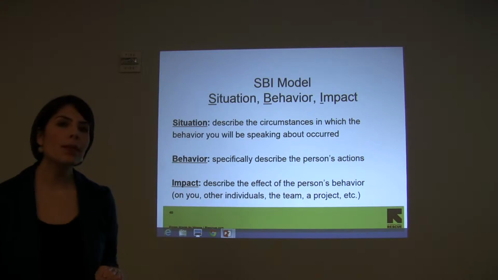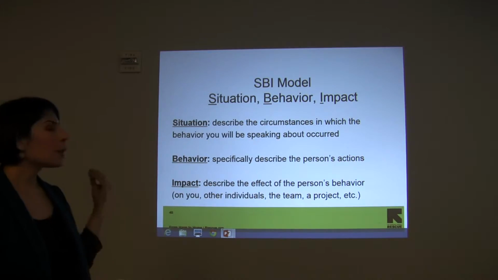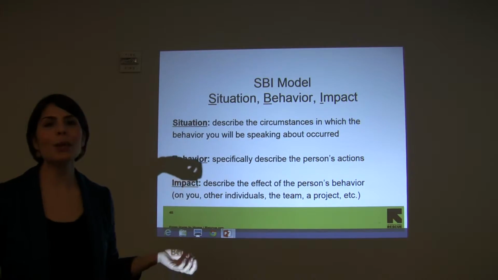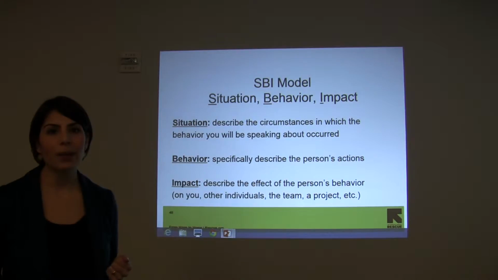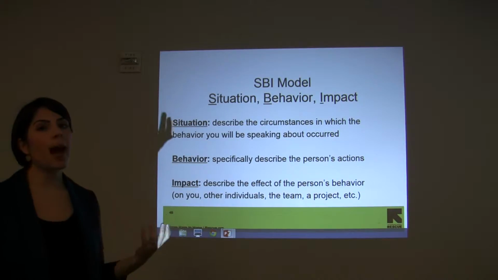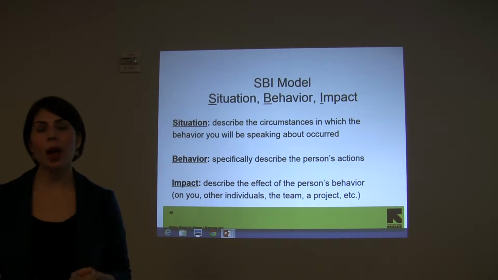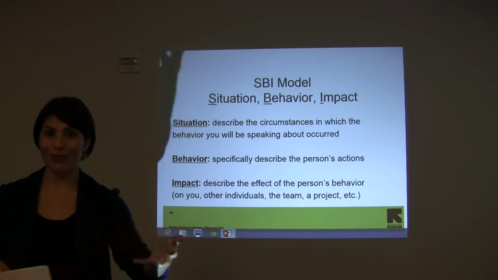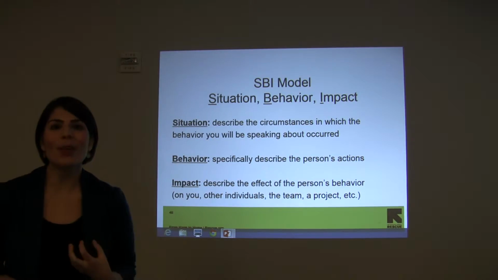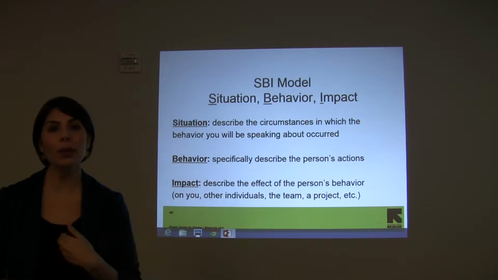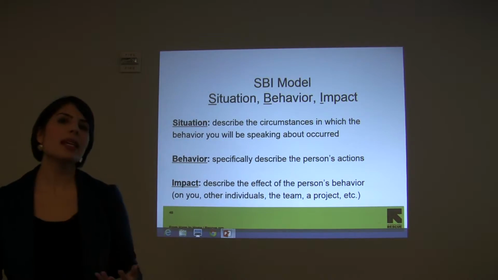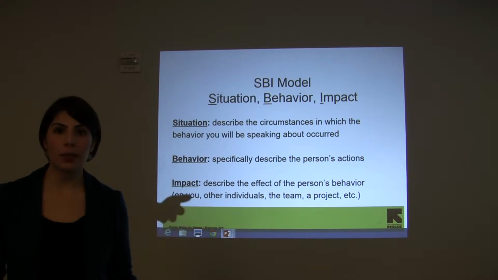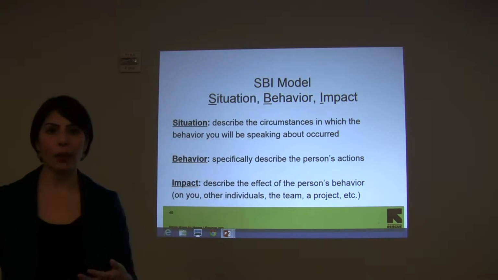The next component is behavior, right? Specifically, what actions did this person do? What did they do that's prompting you to give feedback? And then lastly, the impact. The impact of their behavior on anybody who felt what happened. It could be their team, it could be you, it could be clients, it could be all of the above. But the idea is, how did this impact others? In a positive way or in a negative way?